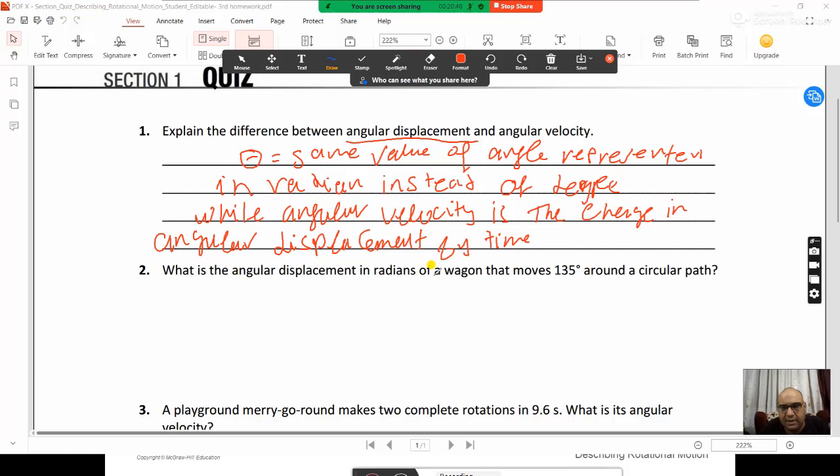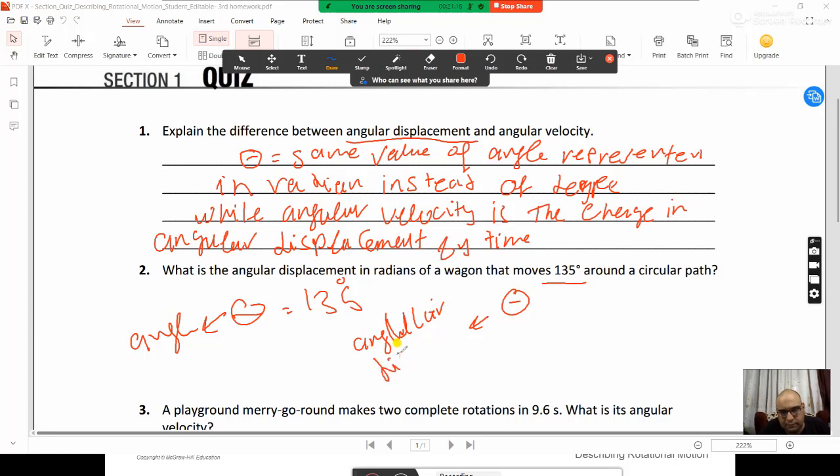What is the angular displacement of a wagon wheel that moves 135 degrees around the circular track? You need an angular displacement. Here's the theta. Theta is 135 degrees. It's an angle. So theta, which represents the angular displacement, is equal 135, instead of degree going to write radian.